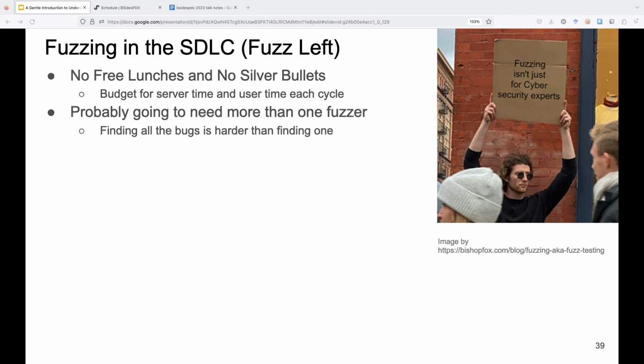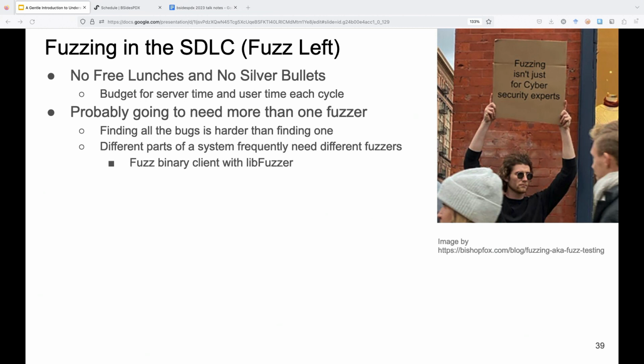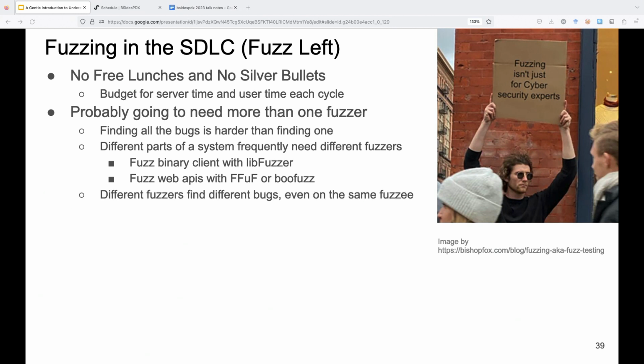Finding all the bugs is harder than finding just one. Different parts of the system usually need different fuzzers. If you're fuzzing a binary, you're gonna want something different than if you're fuzzing a web client. I mentioned that fuzzers have specialty. You need the right tool for the right job. But the other reason is different fuzzers will find different bugs even on the same victim. So we know that if you were really trying to thoroughly fuzz something, you're probably gonna be running 3, 4 different fuzzers on the same thing, which your ops people may not want to hear if they're in charge of the bill.